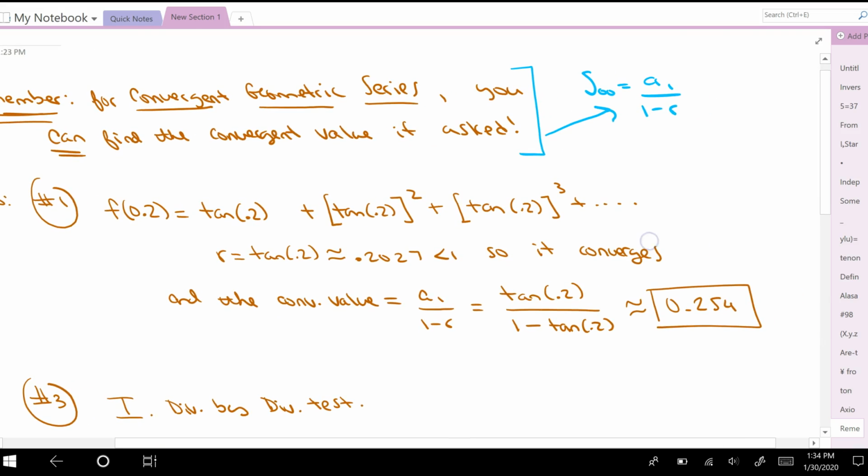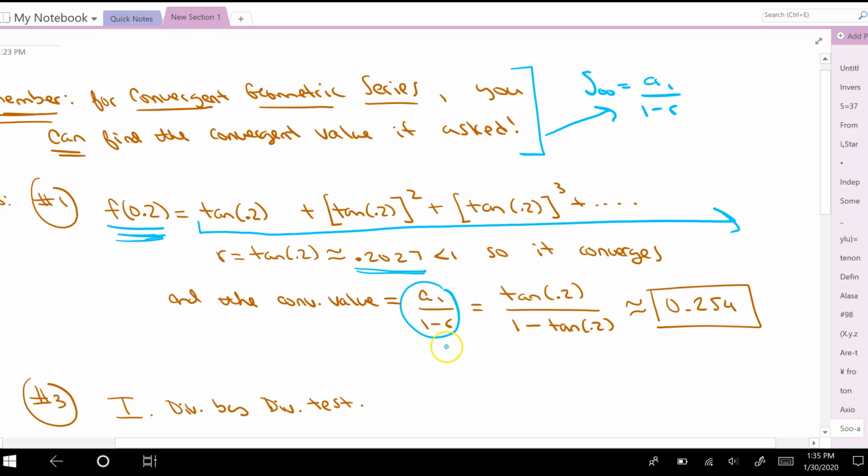So for question number 1, when you're asked to find f of 0.2, all I did here is write a few terms out, and you can see here that r is tan of 0.2. This is where you do use your calculator. Tan of 0.2 is this number right here. Notice this number is between -1 and 1, so the series converges. And since this question asked you to evaluate this quantity, evaluating this quantity means finding the value of this infinite sum. And that infinite sum is none other than right here, the first term all over 1 minus r. So there's the convergent value.